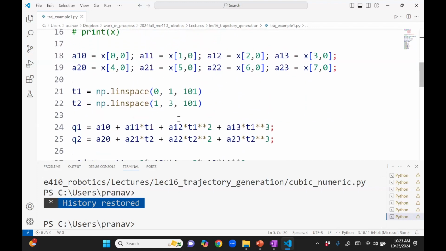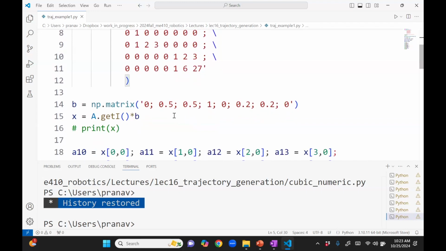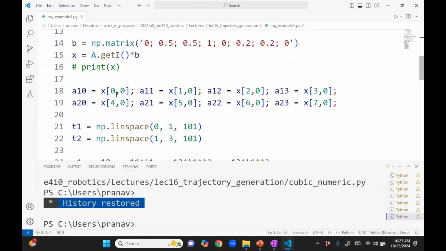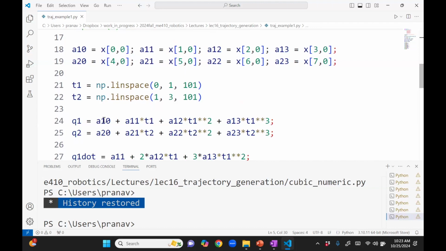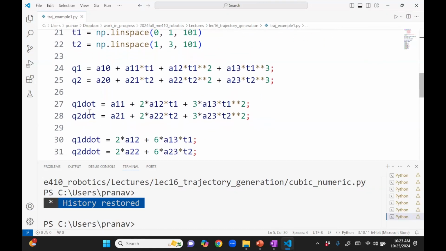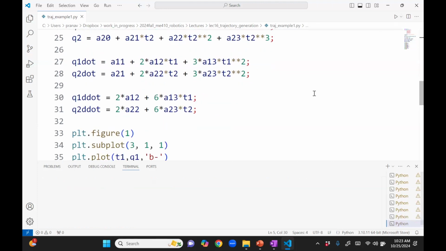So what I did was I wrote the A matrix slightly differently by exchanging the rows. I wrote the B matrix. I computed X, which is A inverse times B. And then I got the A's. And then to show what the curve would look like, I created a time variable from 0 to 1 with 101 grid points, and T2 from 1 to 3. And then I found Q1, Q2, Q1 dot, Q1 double dot just by taking the derivative. So let's look at what this looks like.